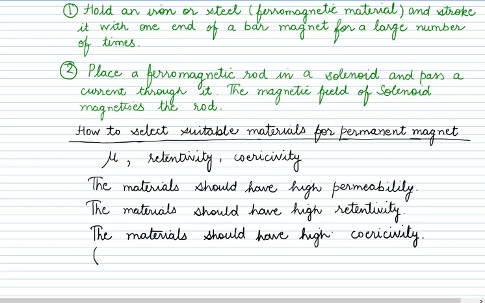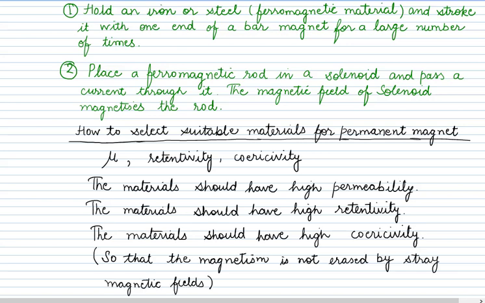So we can say that it is how much negative magnetic field we have to apply in order to remove the magnetization. It should be a high value so that our magnetization is not erased by stray magnetic fields. So the material should have high permeability, first thing.